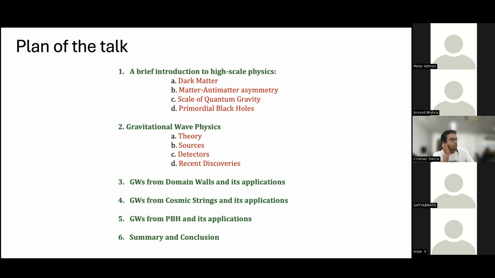and then I'll talk about the recent discoveries of gravitational wave signals. Now, after that, I'll be discussing in a bit of detail different sources, which includes domain walls and how they can generate gravitational waves and what are their applications. And then I'll be talking about the gravitational wave generation from cosmic strings and its application. And finally, I would discuss the scalar induced gravitational waves from PBHs, and again I'll talk about their application. And finally, I'll be summarizing and concluding.